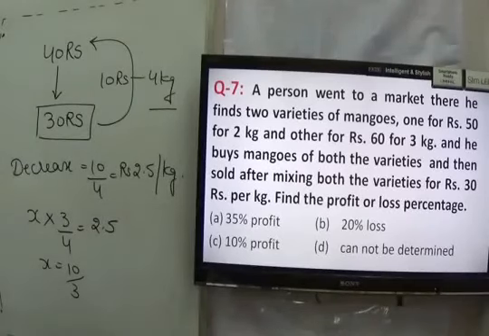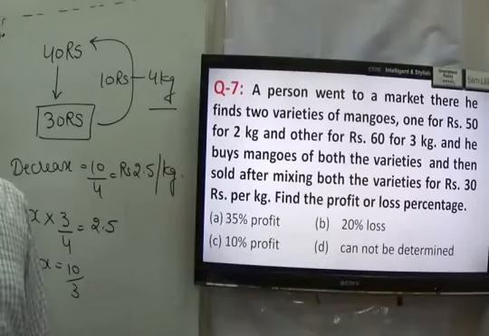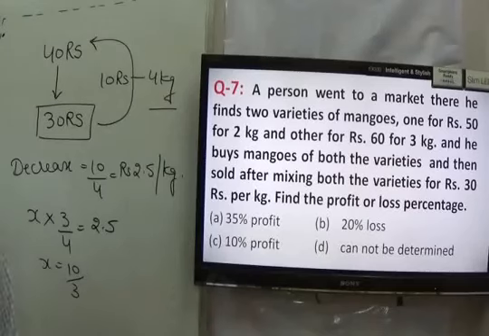When I look at this question, nothing is mentioned about how much quantity of mangoes he purchases. It is nowhere given that he purchases 2 kg at rupees 50 and 3 kg at rupees 60. Only the price is given. It is nowhere stated what quantity of mangoes he purchased. That means without that we are not in a position to get our answer. So the answer to my question is cannot be determined. We cannot say the question cannot be answered, but there is a lack of information: nothing is given about how much he purchased of the first variety and how much of the second variety.